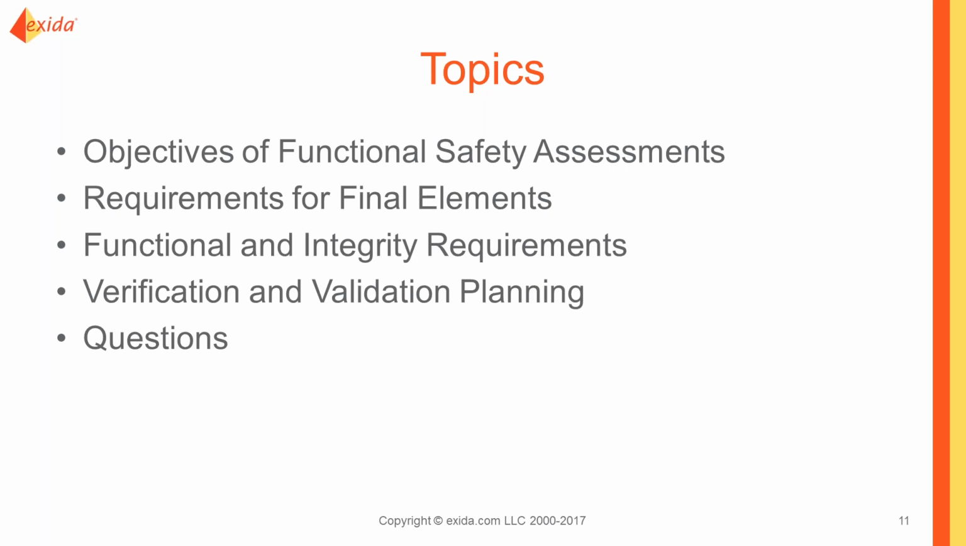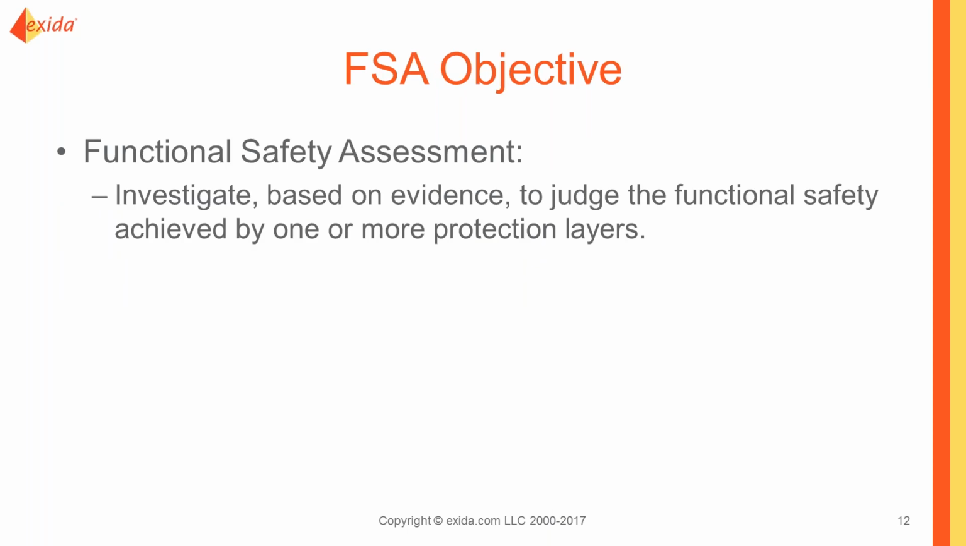So the first thing, a functional safety assessment, the objective of that is to investigate and then, based on evidence, to judge the functional safety achieved by one or more protection layers. You can think of it as a validation activity to confirm that the designed protection layer is actually achieving the risk reduction or risk mitigation that you've attributed to it.